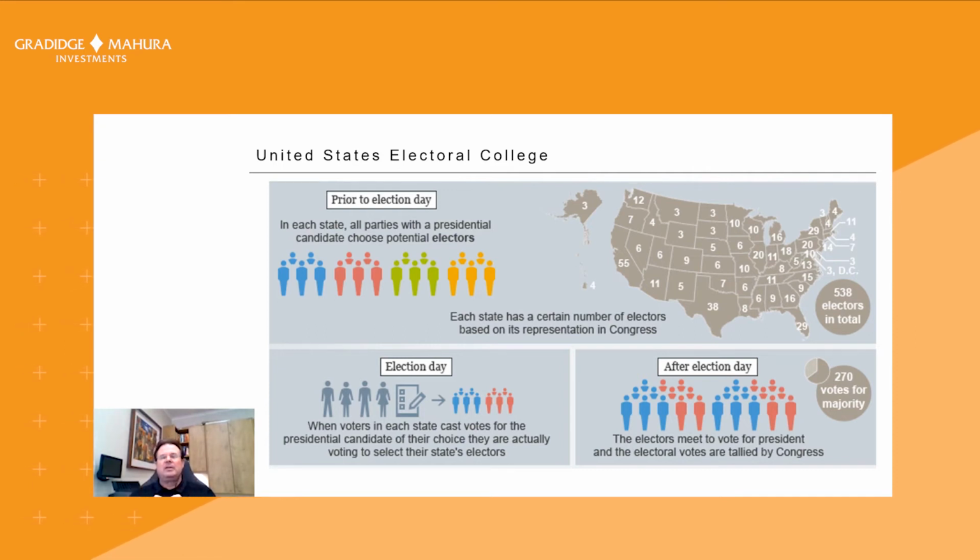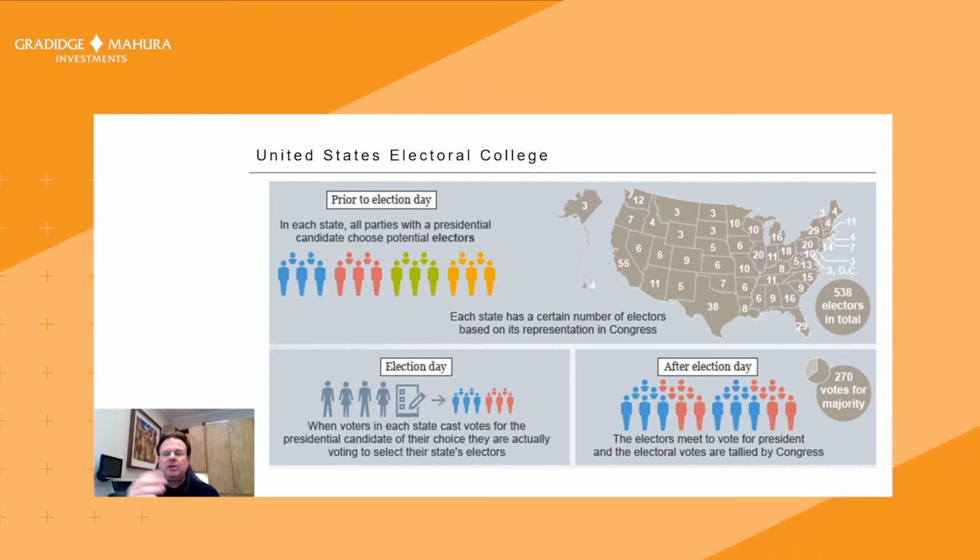So it means that you need to focus on the states that you can win, even if just marginally, in order to collect all of those electoral college seats. And that ultimately gives you the ability to become president. So after the election has happened, each state then tallies up how many people voted for the political parties. The winning vote gets all of those electoral seats.